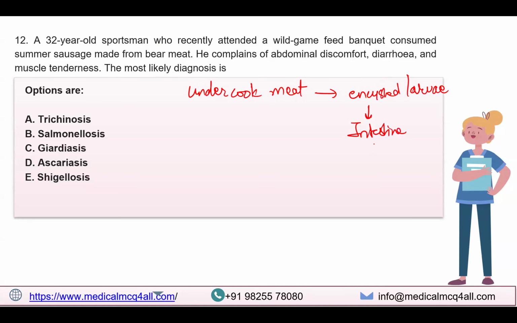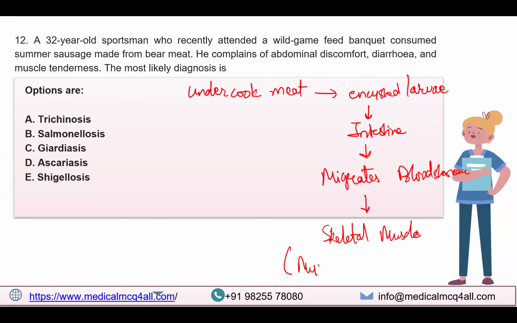Now, in the intestine, this larvae then migrates through the bloodstream. So basically, it goes into the intestine, it develops there, and then it goes into the blood. Because this larvae loves nutrition and blood, it can also invade the skeletal muscle, which in turn causes myalgia or skeletal muscle tenderness.